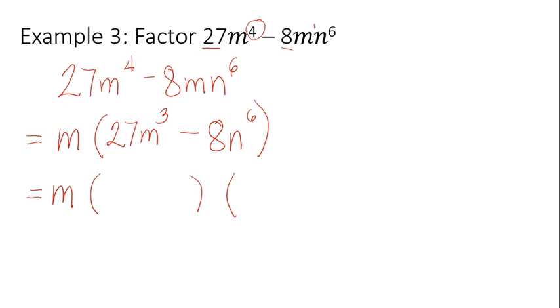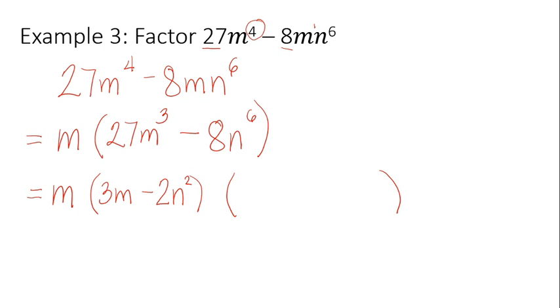Make two parentheses, one small and one big. Again, get the cube root of the two terms. So the cube root of 27m cubed is 3m, minus, the cube root of 8n to the 6th power is 2n squared. How do we get squared? Divide the exponent by 3. So 6 divided by 3, the answer is 2. Now get the trinomial factor.